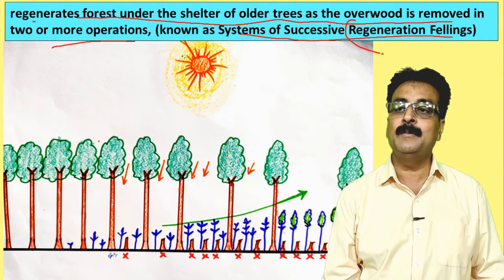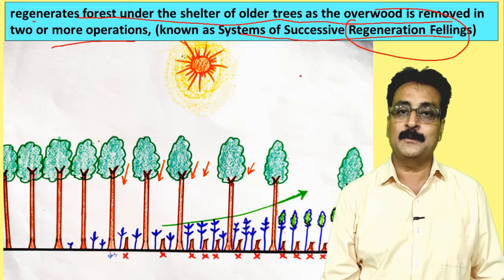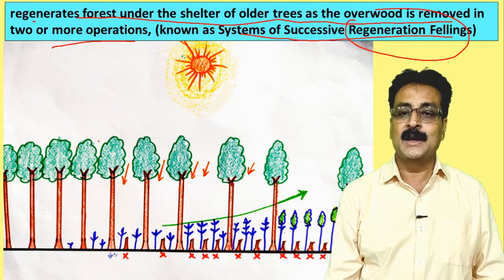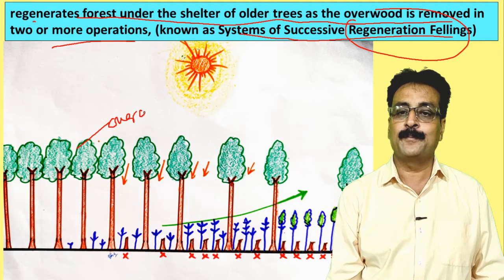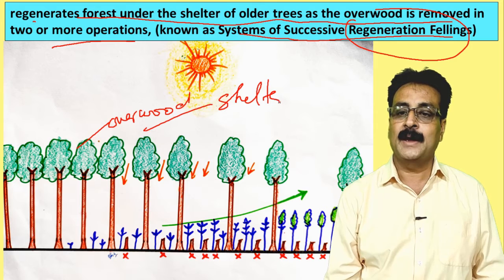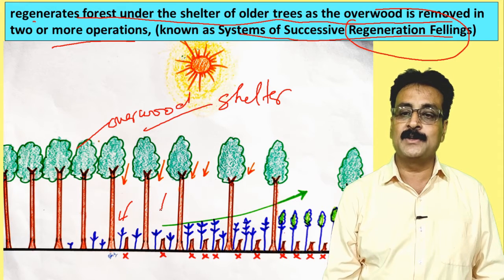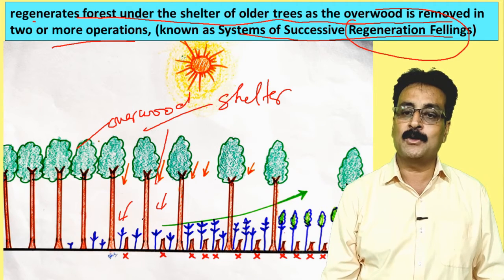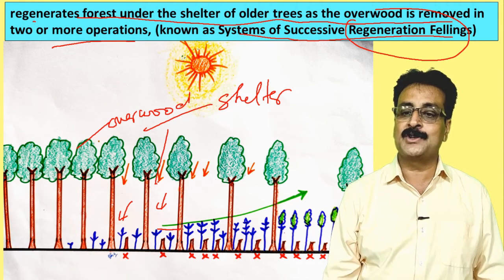Now what do we mean by regeneration felling? The felling we do to regenerate the crop. Here we can see the overwood acting as a shelter, and we are getting the regeneration because we are admitting light between the crowns. We give light slowly because we want to mimic nature. And you can see the regeneration is coming up.